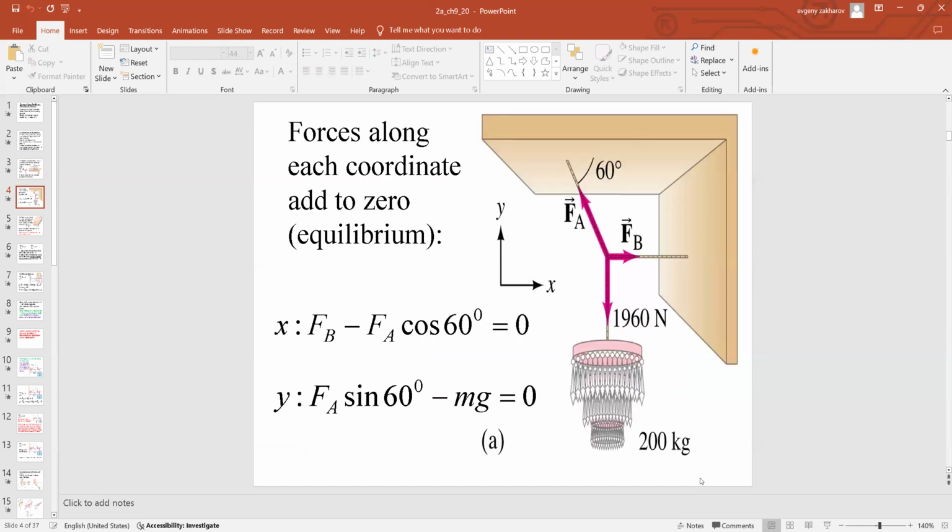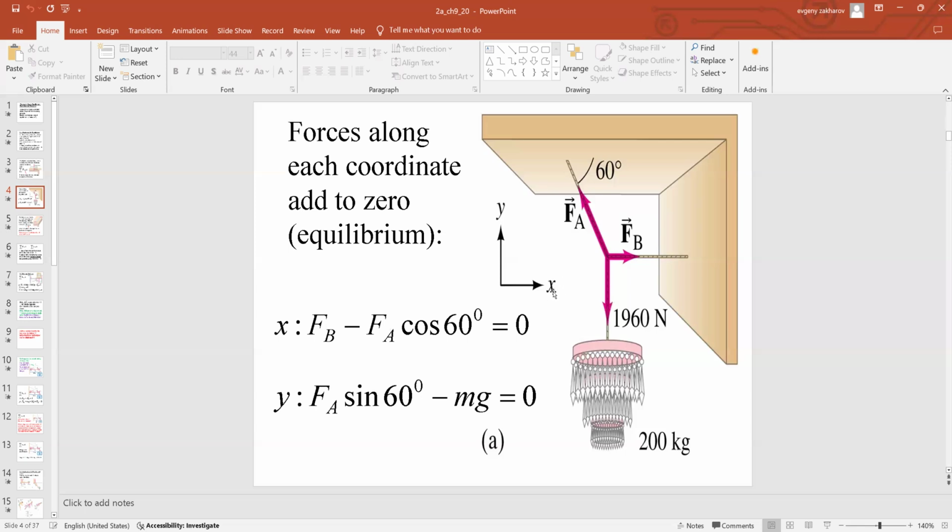An example can also be the balance of this light setup on the ceiling. The light setup is connected to a ceiling with 2, 3 different strings, ropes, or cords. And the question is, what kind of tension do we have in cord A and cord B? If there is a load of 1960 newtons, so this is the weight of the load.